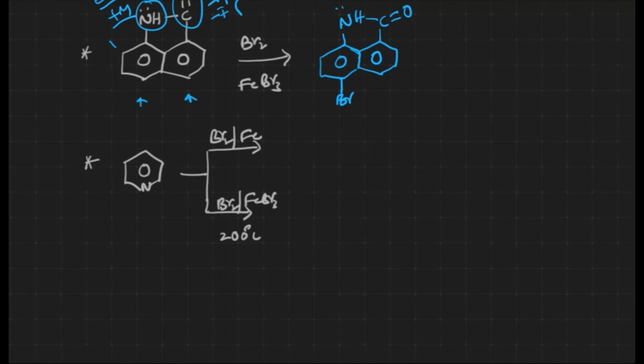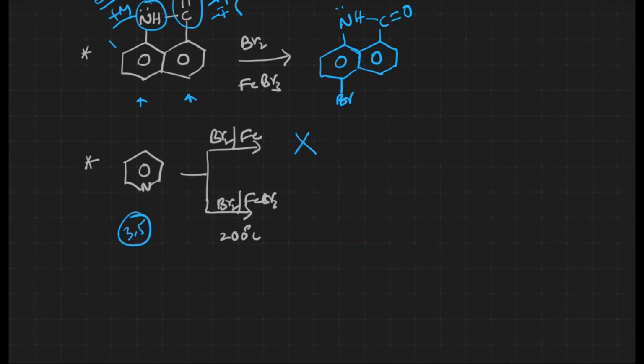Now let us take this one also. We have a pyridine. On pyridine, at what position does electrophilic substitution reaction take place? At the 3 and 5 positions, because there won't be any positive charge during the delocalization.